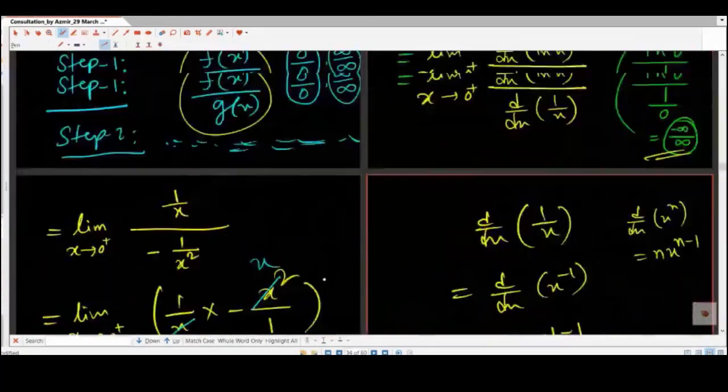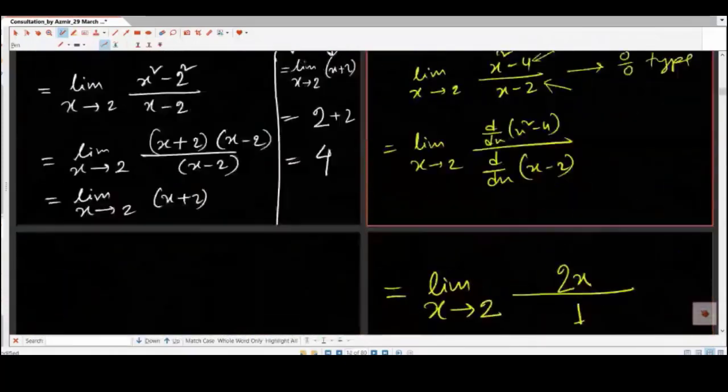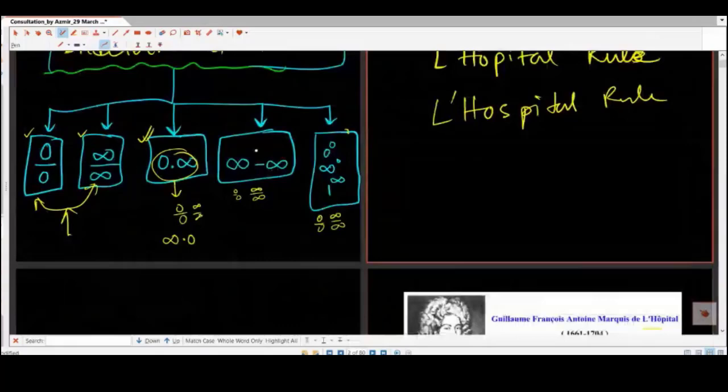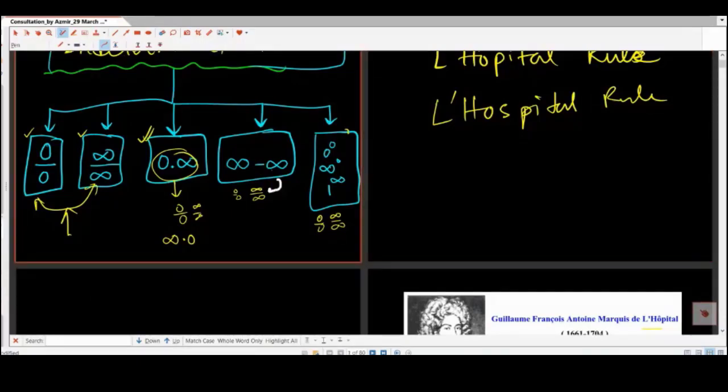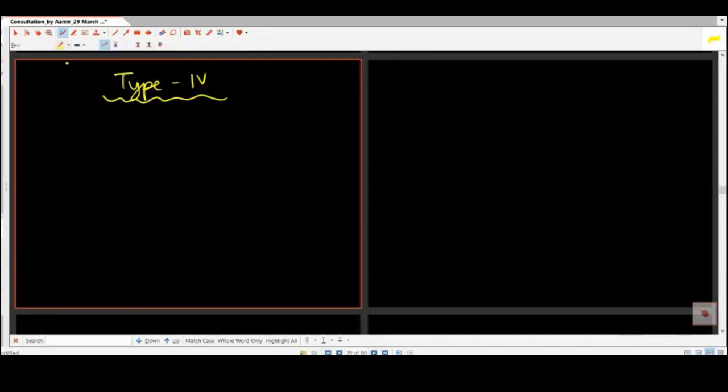And let's see how to solve if we have type 4 problems. That means if we have infinity, negative infinity. So whenever we have infinity, negative infinity form, again the process is same. Anyhow, we have to convert to 0 over 0 or infinity over infinity. Now type 4. So first have a look on the general concept. We have subtraction, f of x negative g of x.